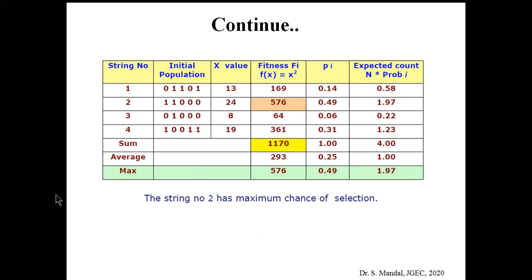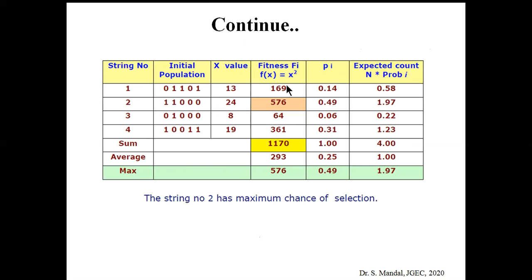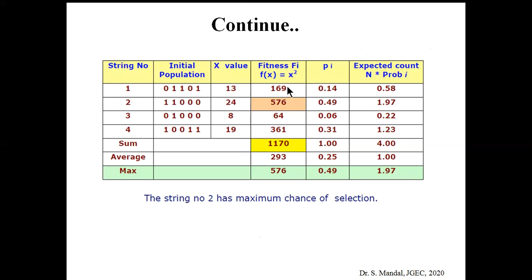So here you can see the corresponding table. String 1, that means chromosome 1, chromosome 2, 3, 4. The initial solution has been given, and the corresponding decoded value of x, like 13, 24, 8, 19, and the corresponding fitness fi has been given: 169, 576, 64, 361. Now applying the roulette wheel selection process to calculate the corresponding probability, you can see the probability for selecting chromosome 1 will be, what is the formula, fi divided by the summation of fj. So you can see the total sum is 1170.